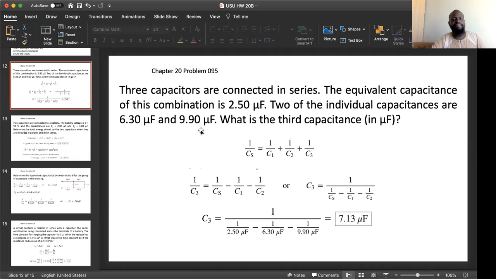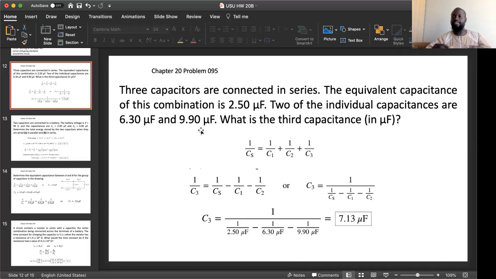Okay, chapter 20, problem 95. Three capacitors are connected in series. The equivalent capacitance of this combination is 2.5 microfarad. Two of the individual capacitances are 6.3 microfarads and 9.9 microfarad. What is the third capacitance? So they are in series.